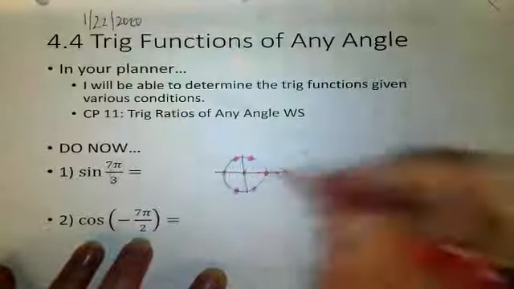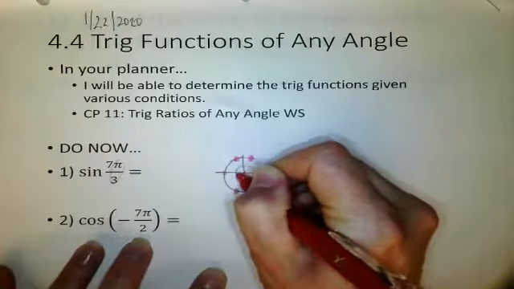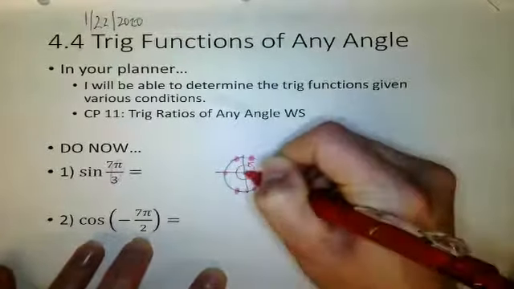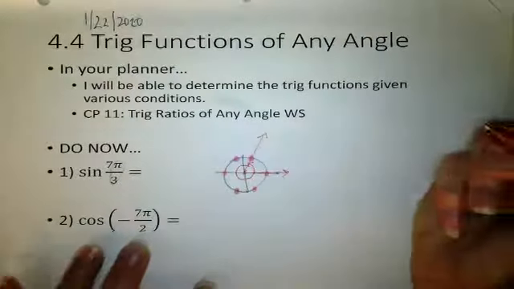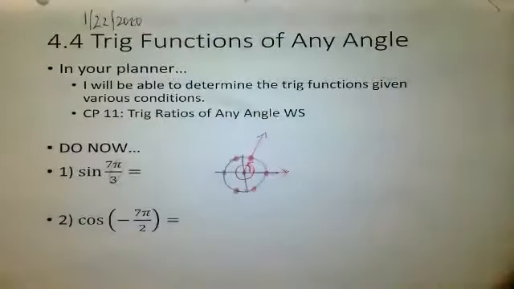There's my initial side. And I would count 1, 2, 3, 4, 5, 6, 7. Goes right here. And again, it's just drawing the angle and figuring out where it lands. Well, that is a point on my unit circle, pi over 3.